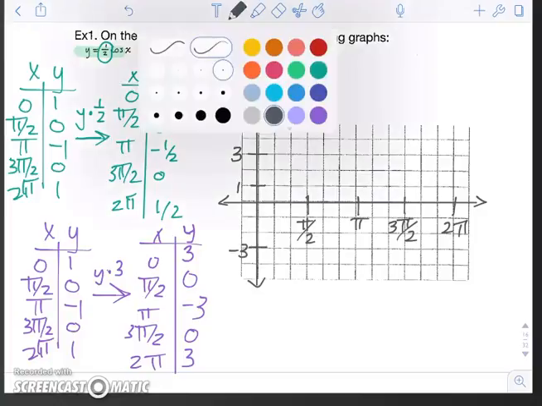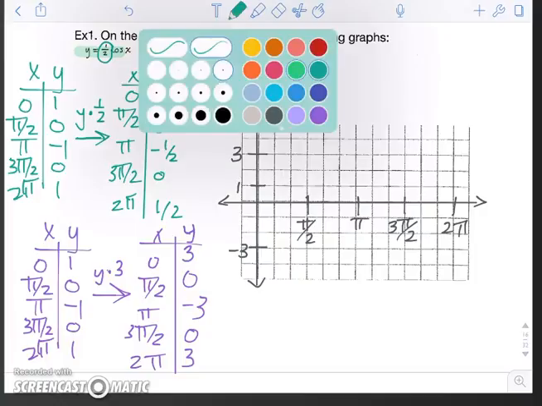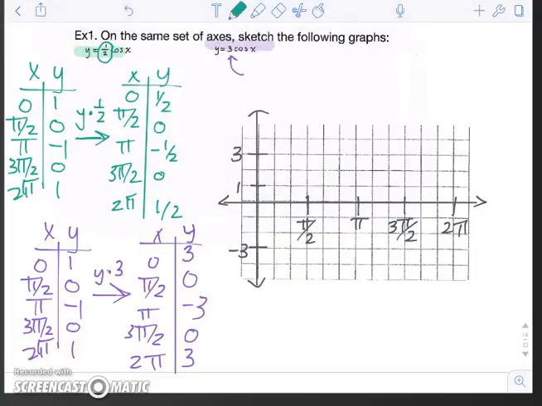So for my first graph, at 0, I'm going to be at 1/2. At pi over 2, I'm at 0. At pi, I'm at -1/2. At 3 pi over 2, I'm at 0. And at 2 pi, I'm at 1/2. So if I was going to sketch this, it still has that curve shape. It has just been shrunk by a factor of 1/2.